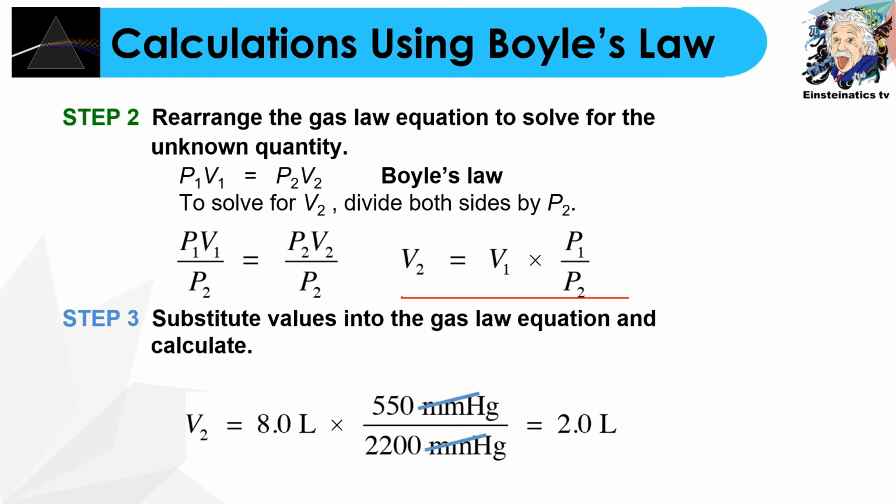Now, step 3, you are just going to substitute the values. So, of course, yung V1 is 8 liter. Yung P1 is 550 millimeters of mercury over P2 which is 2,200 millimeters of mercury. Now, naalala nyo pa yung PEMDAS? So, multiply mo muna kung ano yung value nito, saka mo pa lang siya i-divide by 2,200 millimeters of mercury. So, that would equal to 2 liter.